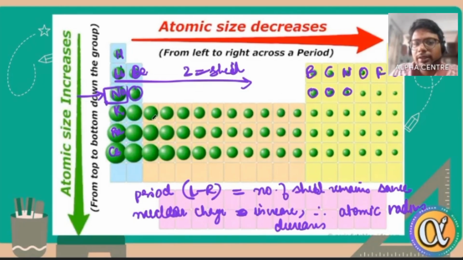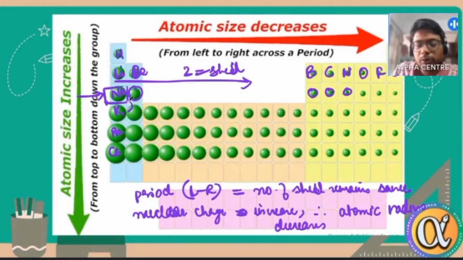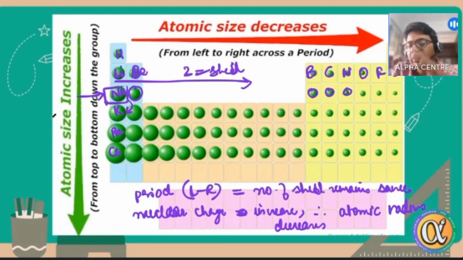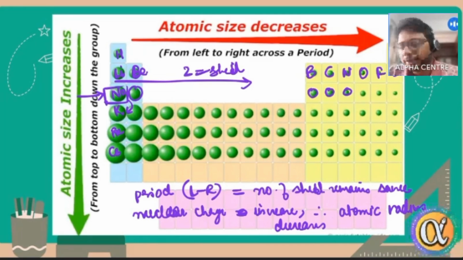If at all you have this doubt, that from sodium to potassium also nuclear charge is increasing, then why is the size increasing? It is because of the addition of an extra shell. So when a shell gets added, that overcompensates the nuclear charge factor.